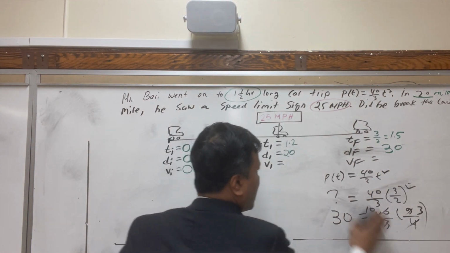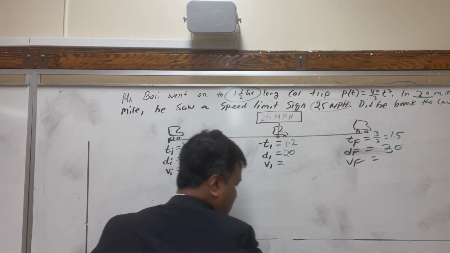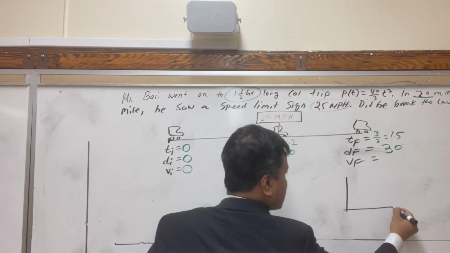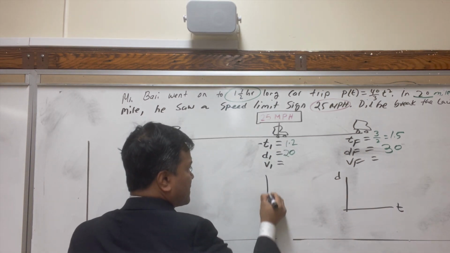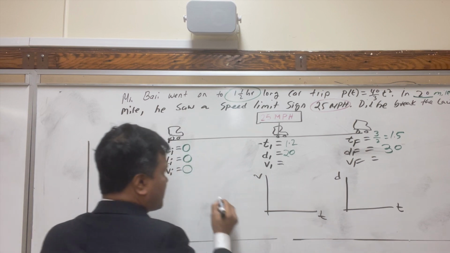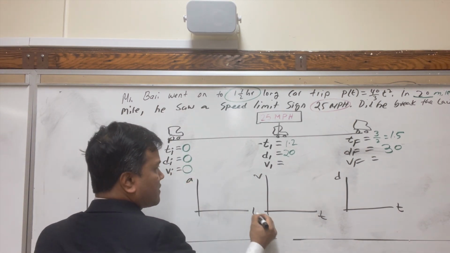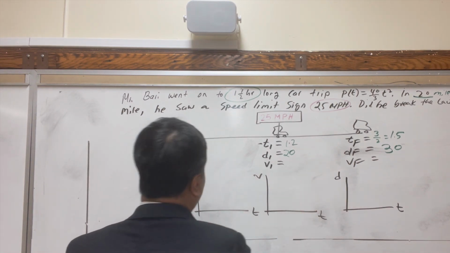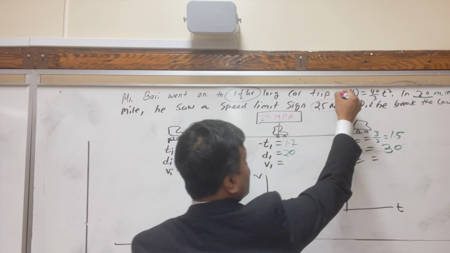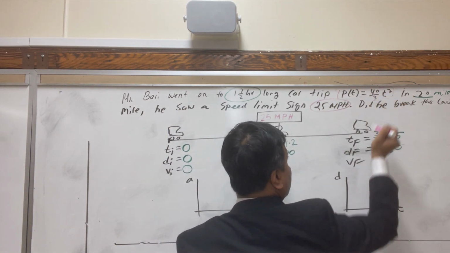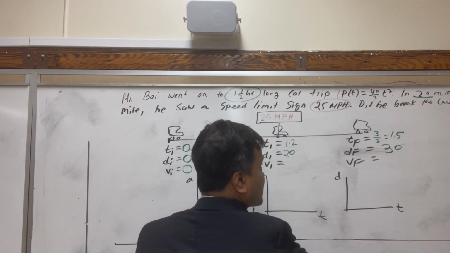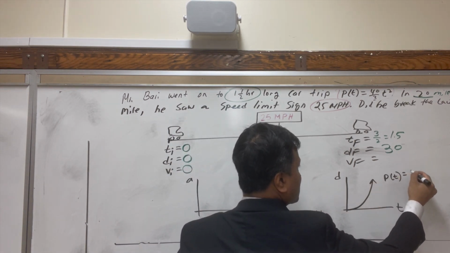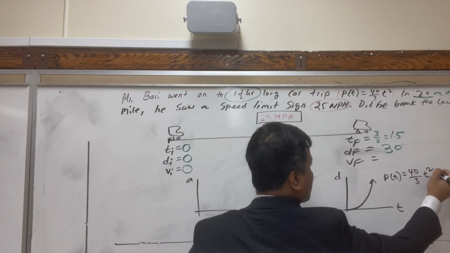All right. So now we're going to find a few things. We're going to find a dt graph, a vt graph, and of course, an at graph. Let's start with the dt graph. The dt graph has to be quadratic. Why? Because this is a quadratic equation, a second degree polynomial. All right, so it has to be a quadratic. P of t has to be equal to 40 over 3 t squared.